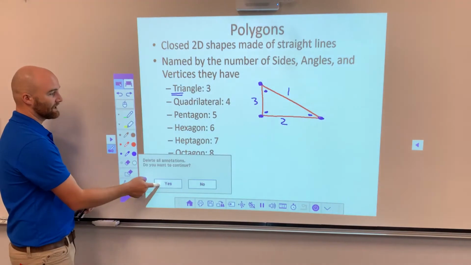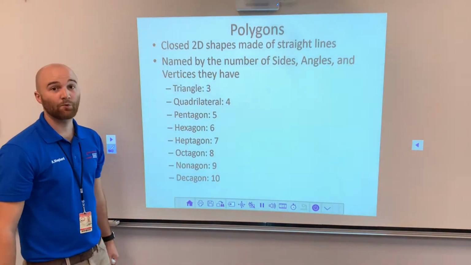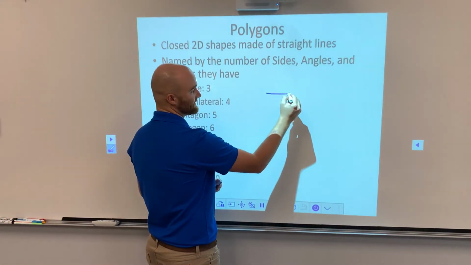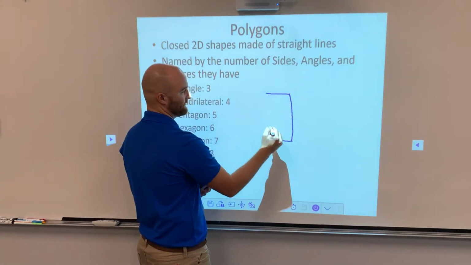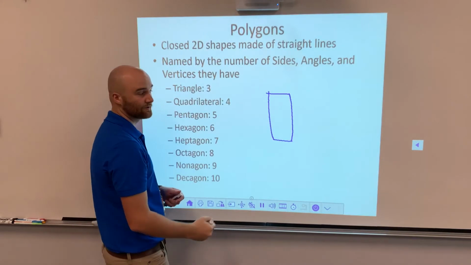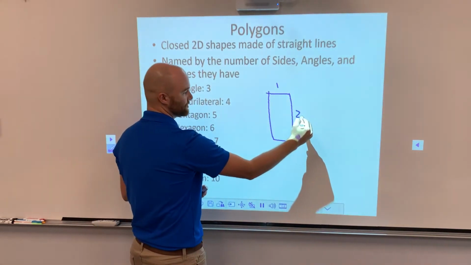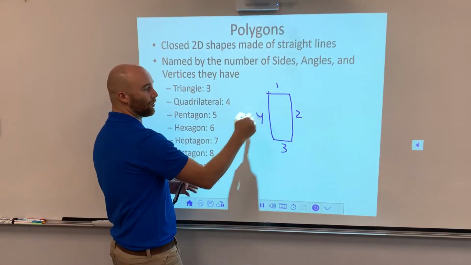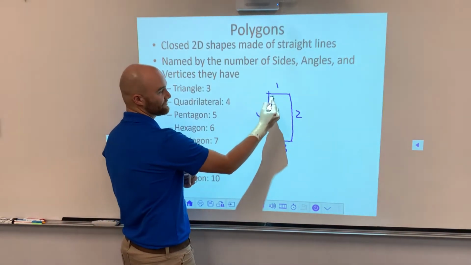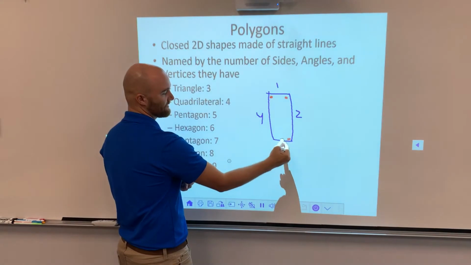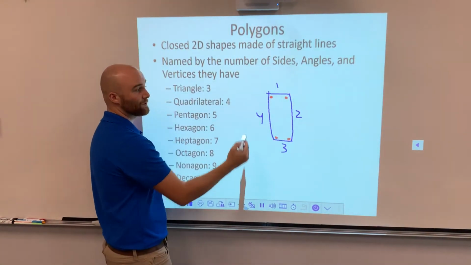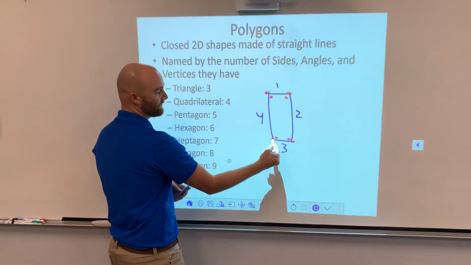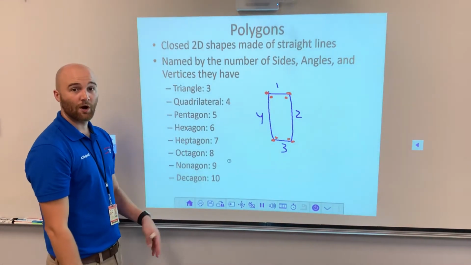The next one is a quadrilateral. Now there are lots of quadrilaterals. You're probably familiar with quadrilaterals that look like this. This is a quadrilateral. It has 1, 2, 3, 4 sides to it. Or if you wanted to count the angles, it has 1, 2, 3, 4 angles. Or if you wanted to count the vertices, it has 1, 2, 3, 4 vertices. Doesn't matter what you count, you're always going to get 4.